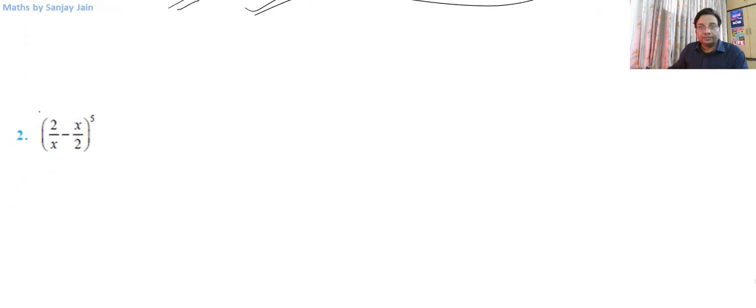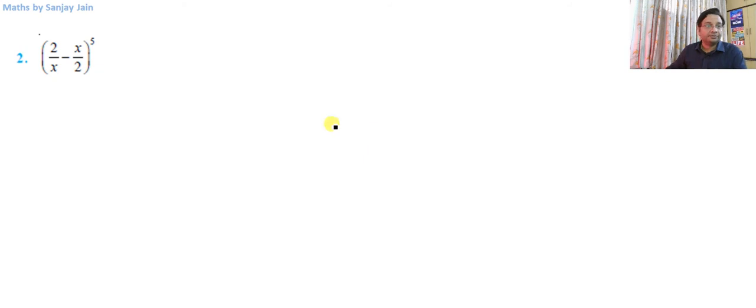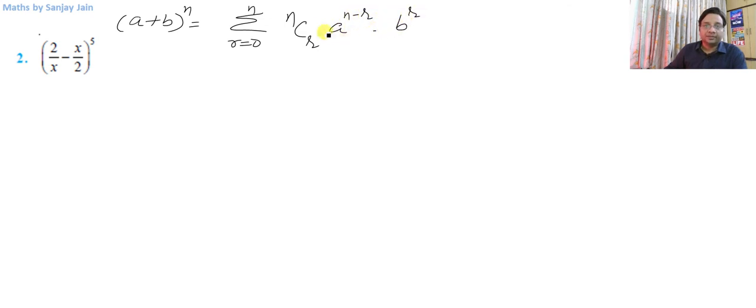Okay, so we have got this one now. So let us do the expansion. First, I would recommend that if you are writing a CBSE pattern exam, first of all write this formula for the examiner. (a + b) raised to power n is nothing but sigma r equal to 0 to n, nCr a raised to power n minus r, b raised to power r, and this is the expansion that we will do.